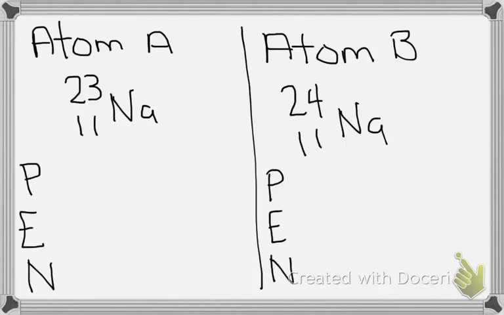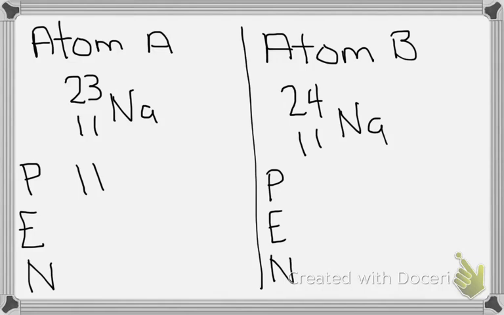So in the first example here, I've got 23,11 sodium as atom A, and I've got 24,11 sodium as atom B. If I go through and I determine how many protons, electrons, and neutrons each of these has, we'll be able to determine whether these are isotopes of each other. To determine protons, we're looking at the bottom number here. And so in atom A, the atomic number, which is listed on the bottom, is going to be 11, and so atom A has 11 protons.